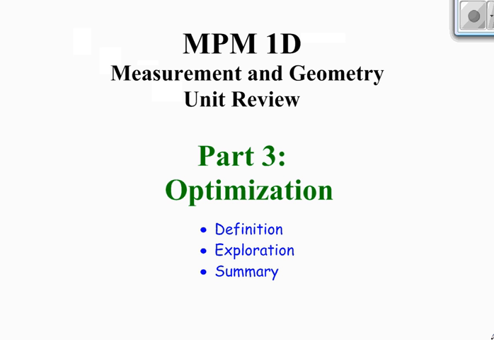This video is for grade 9 academic students who are studying the Measurement and Geometry unit. Part 3 of that unit is a look at optimization, and this is video number 2 on optimization. In the last video, we defined optimization and what it means for the mathematical world, and we did an exploration in which we looked at how to maximize an area given a certain perimeter.